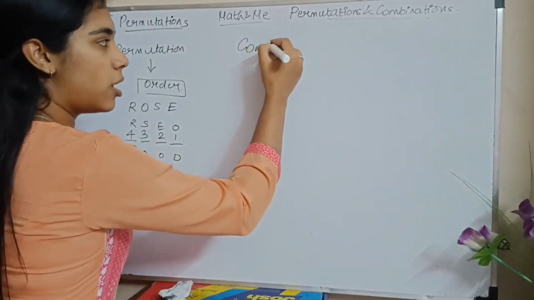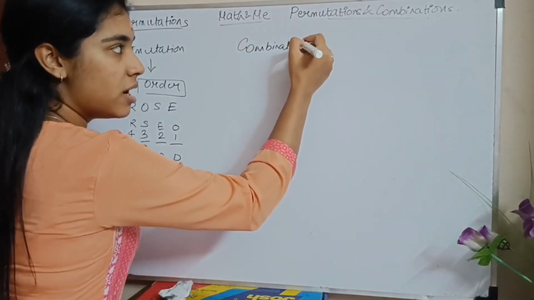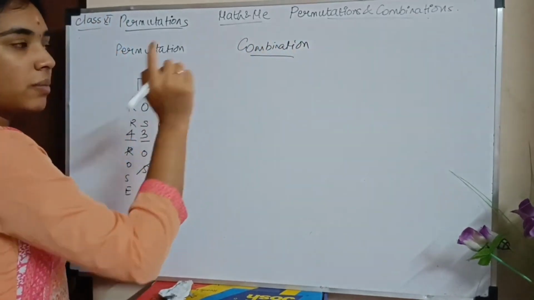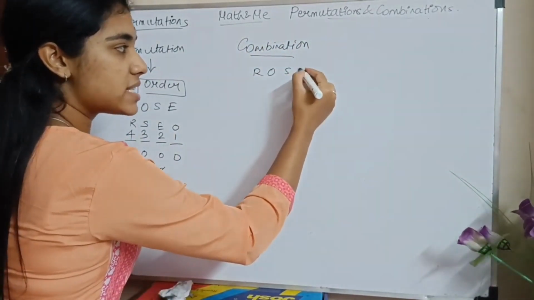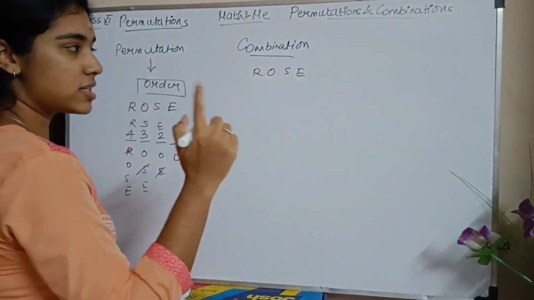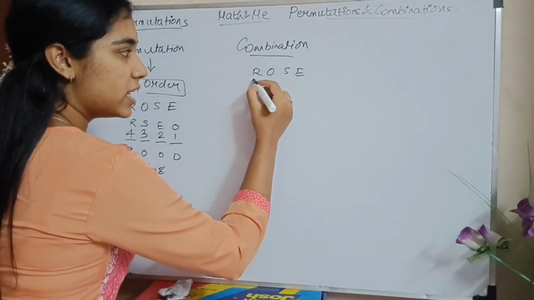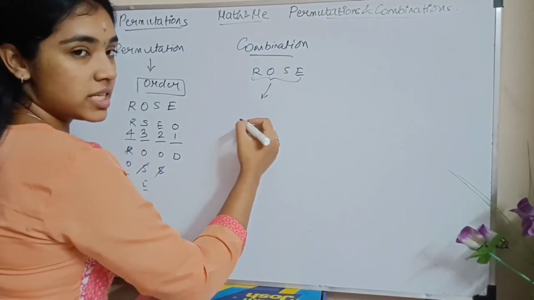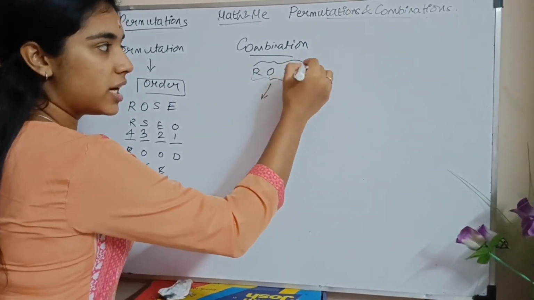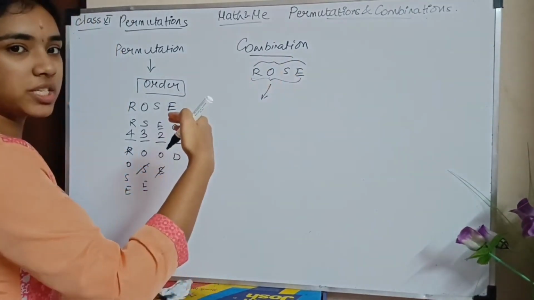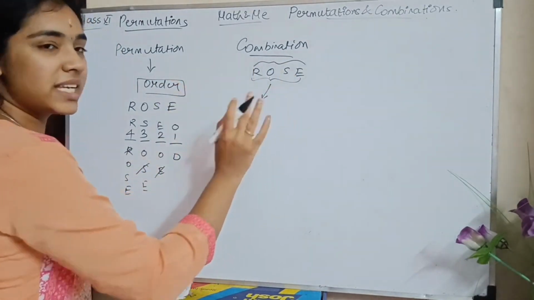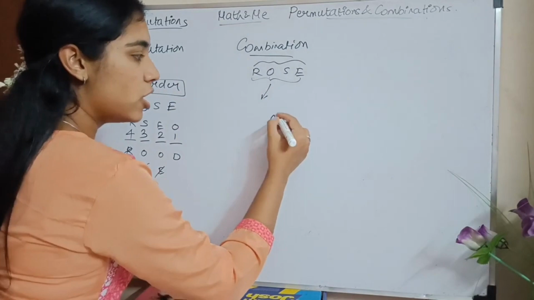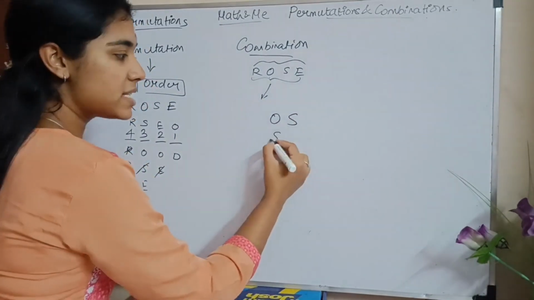But when it comes to combination, which we'll see later, I'll just explain the difference. In combination, you're only choosing. So basically, for R, O, S, E, I have to choose 2 letters. I can choose one of these 4 letters and then any of the other 3 letters. This is basically choosing. The order is not important. OS is the same as SO.